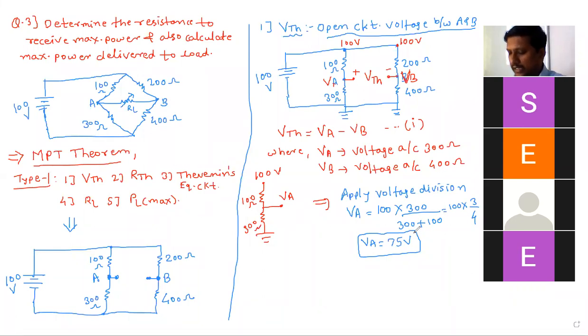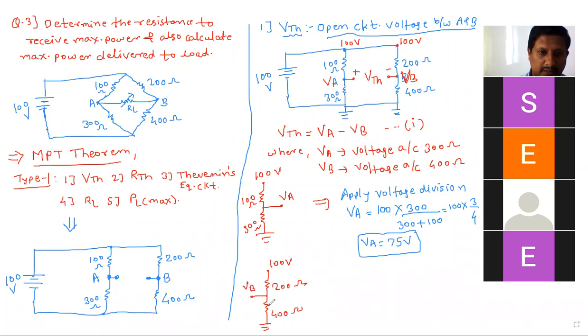As VB, you can calculate now. Similarly, the second branch you can take now. The second branch you can take here. So this is 100 volt. This is 200 ohm. And this is 400 ohm. And VB you are taking here. VB is nothing but voltage across this 400 ohm. So apply the voltage division again.